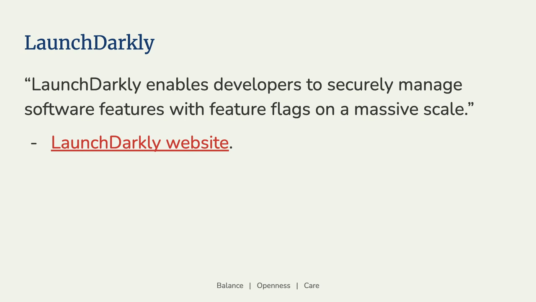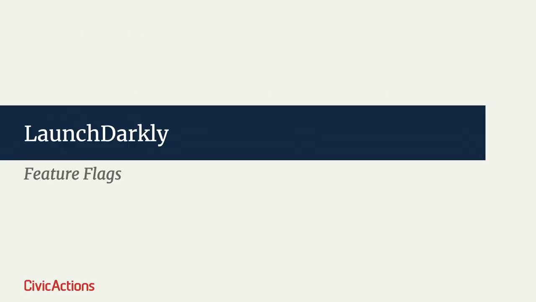LaunchDarkly describes itself on its website as enabling developers to securely manage software features with feature flags on a massive scale. But basically, it is a software as a service platform that allows teams to use feature flags to release, monitor, and optimize software. Oftentimes you'll see these flags used right in the production environment. So that brings us to feature flags. Since LaunchDarkly is, at its core, feature flag software, and feature flags are one of the building blocks for A/B tests, we should first talk about feature flags.